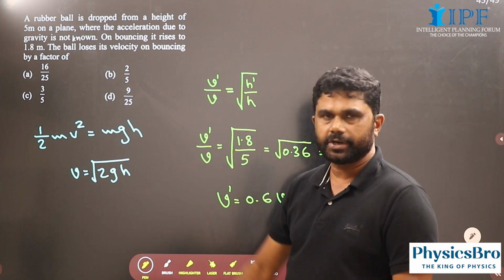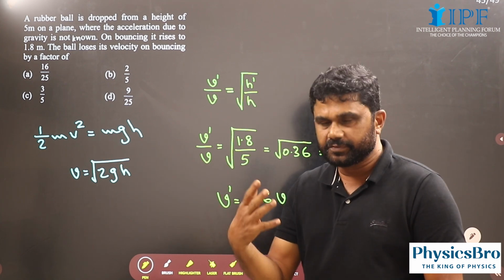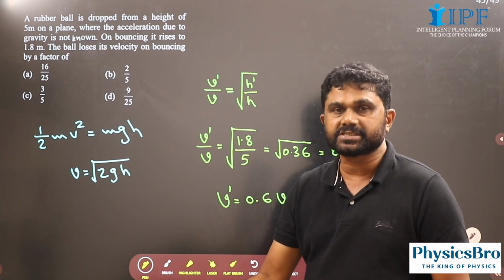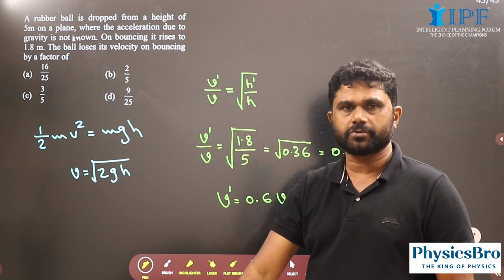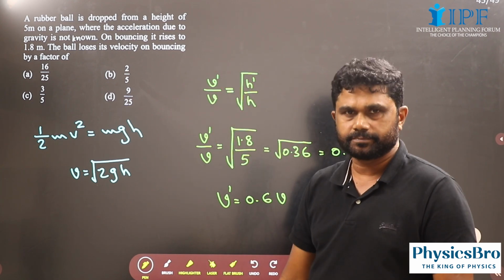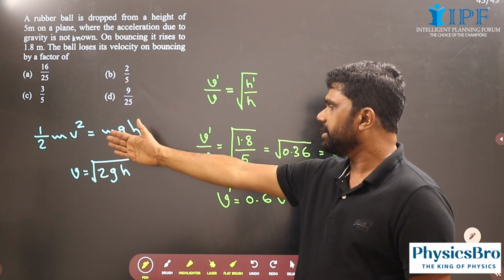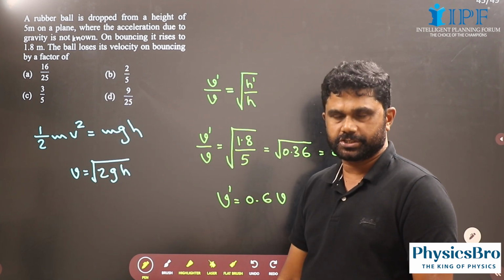Then half mv square equals mgh. See, if the velocity at the bottom is half mv square and it goes up to a height, mgh, then also half mv square at the bottom equals mgh at the top. Now from here we will get v equal to root of 2gh.